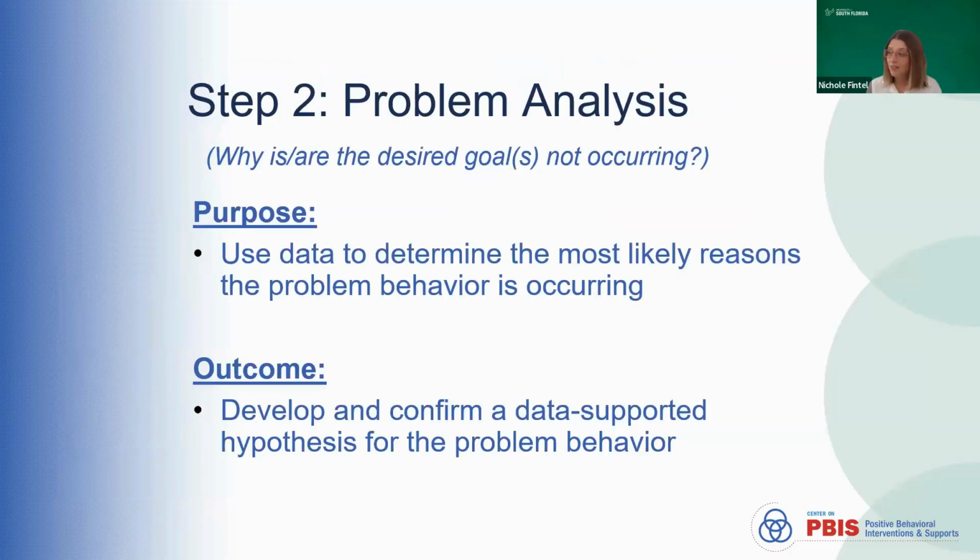Once the problem is clearly defined, we move into step 2 of our problem-solving framework, which is problem analysis. This is where we ask, why is this happening? The goal is not just brainstorming or getting opinions. It's really about developing data-supported hypotheses about what is contributing to that problem. So strong analysis from teams here keeps them from recycling some of those same solutions year after year.